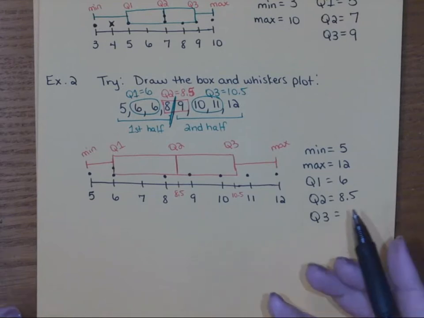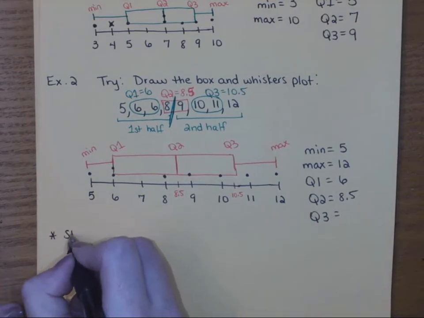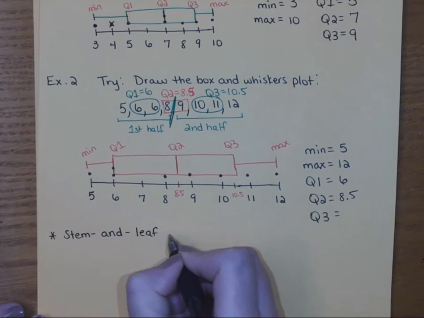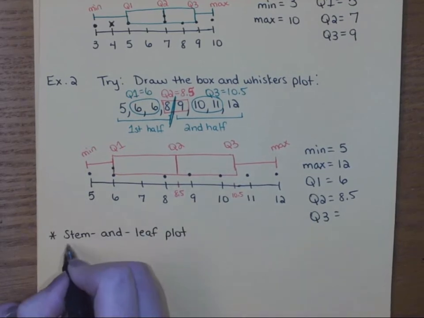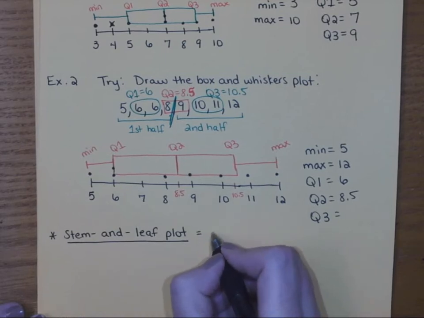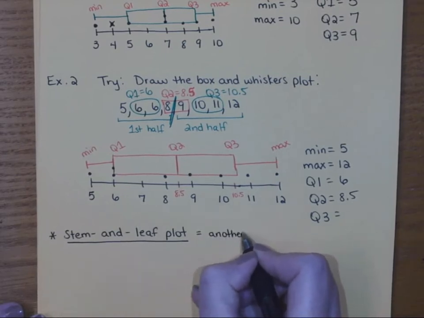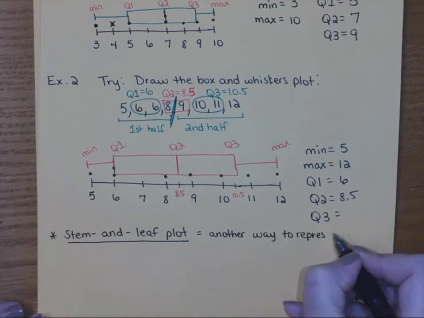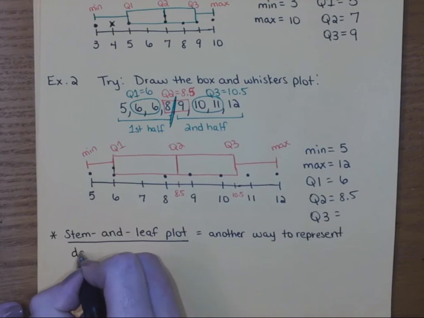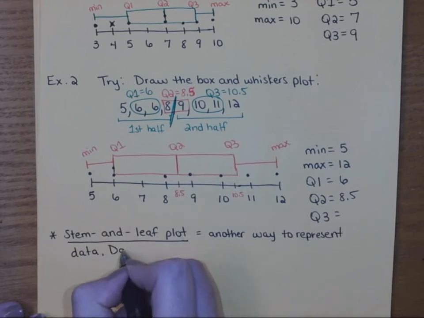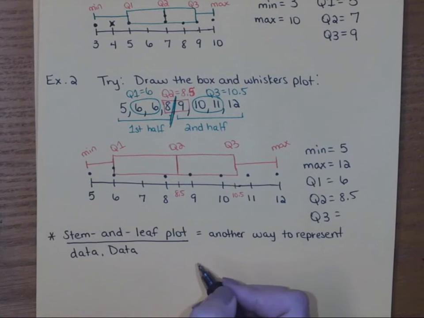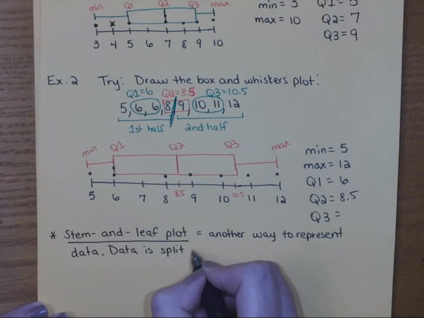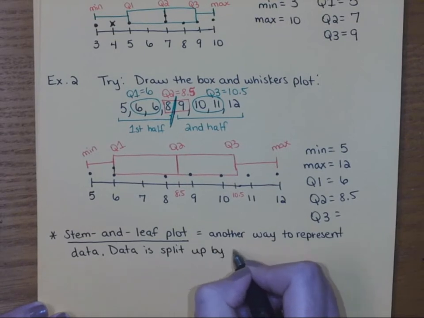All right, so the second type of graph, or not really a graph, but more a way to represent your data, is called a stem and leaf plot. This may look weird, but it is a great way to represent data, especially data that is lengthy, in other words lots of values, or data that is really clustered close together. In this case, it's a kind of table where the data is split up by digits.